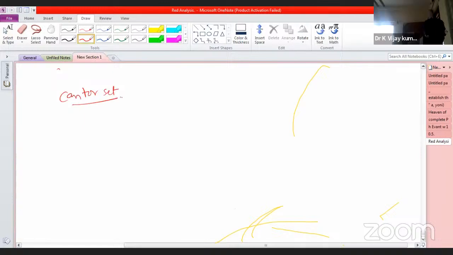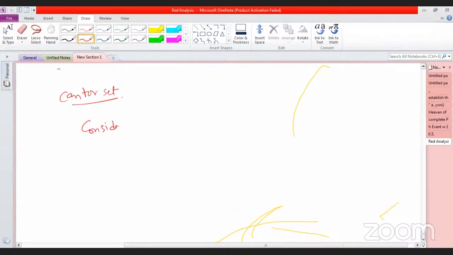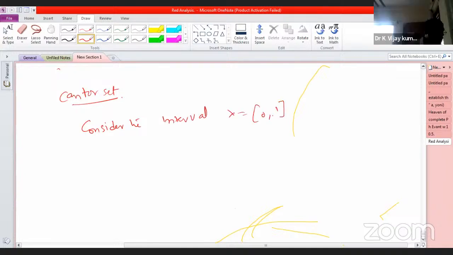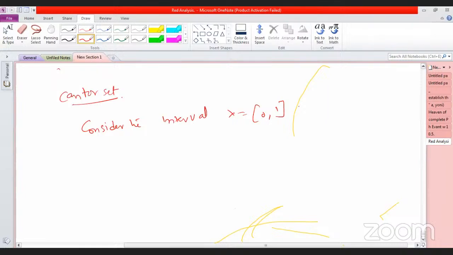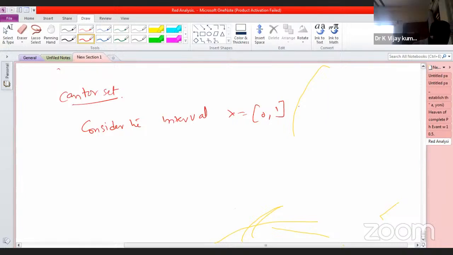Cantor set. We shall now consider a very important set. Consider the interval X equal to [0,1]. Let us trisect the interval and take away the middle third open interval. What are the values of the middle third open interval?